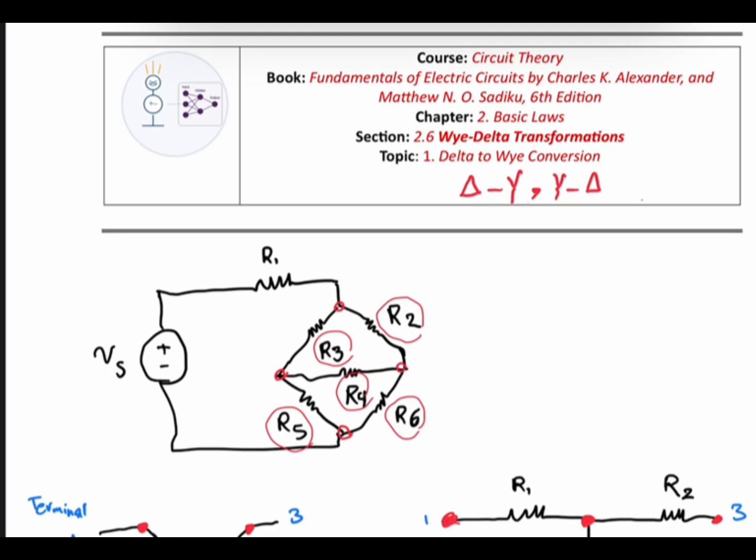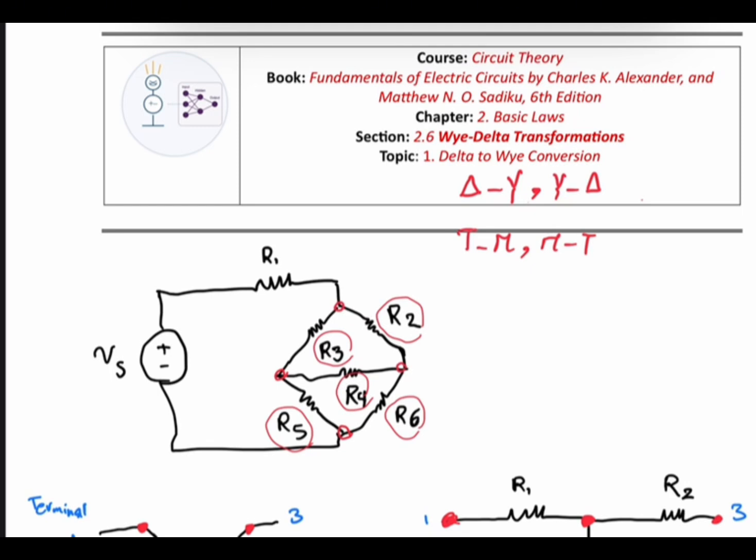We also look at the T and pi networks, T-to-pi or pi-to-T networks, and we explain how they are related to the Y and delta. But before that, we should start with this first question: why do we need to use this transformation?